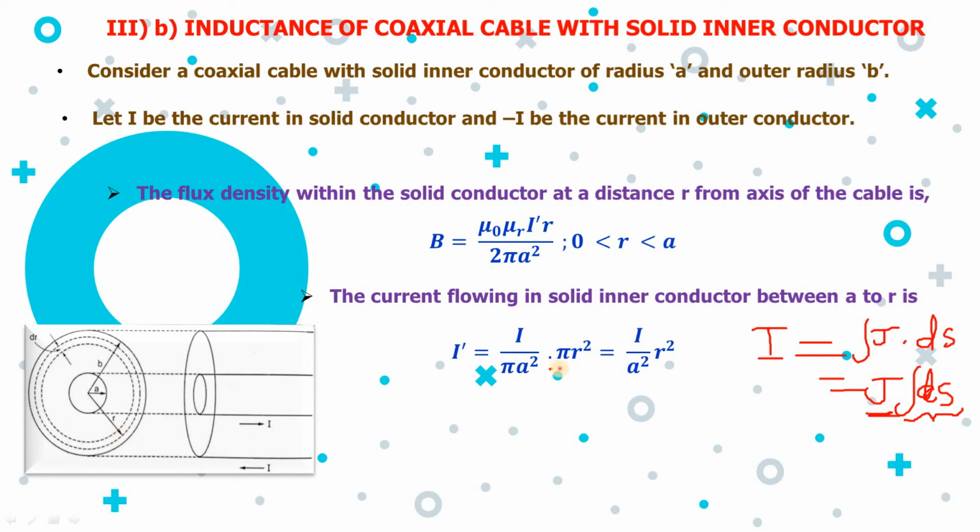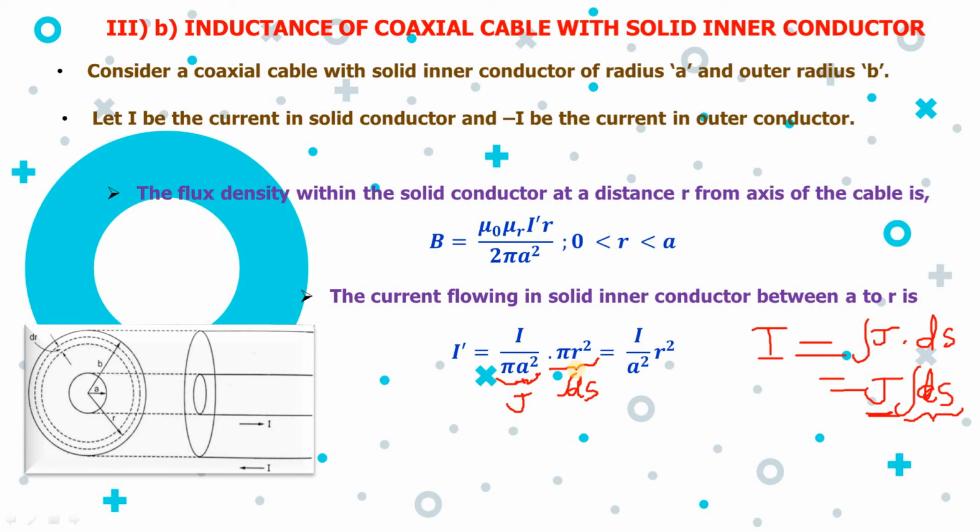So this is nothing but the integration of dS part. What is this integration of dS? It is nothing but the area of the Amperian path. You know the radius of the Amperian path is small r, therefore pi r square. Now what is this part? This is nothing but J. So J into the integration of dS. Now I think you understood the concept, right?